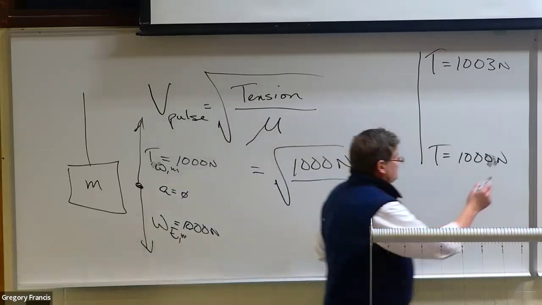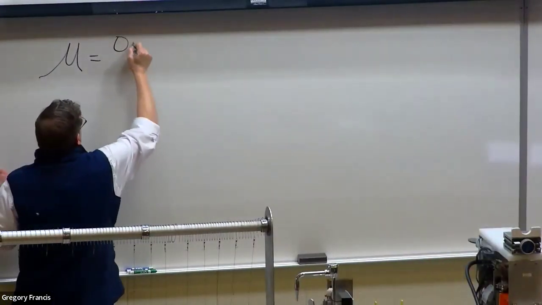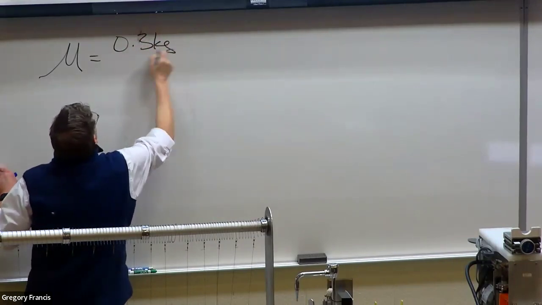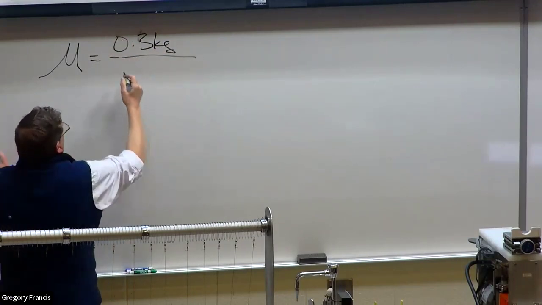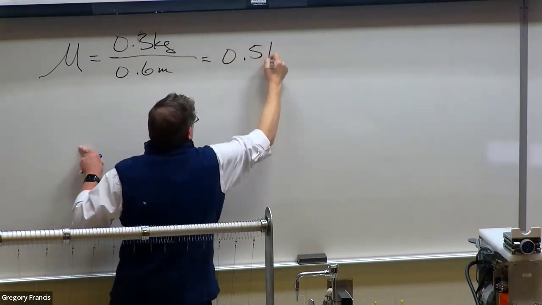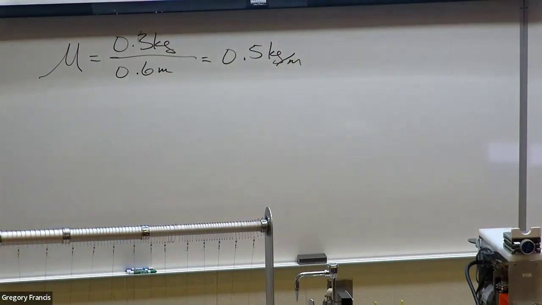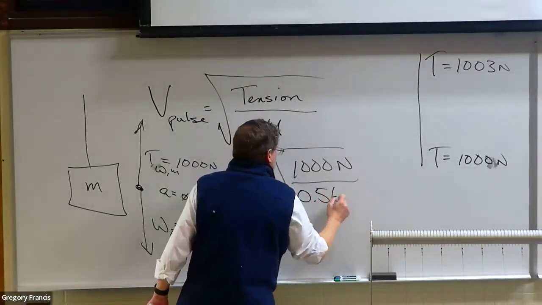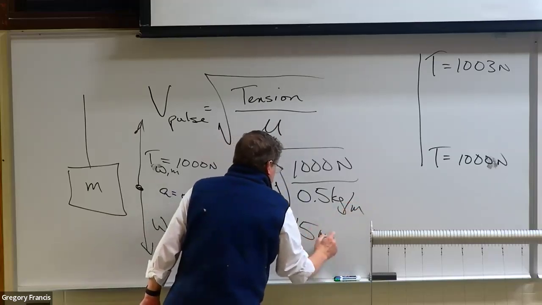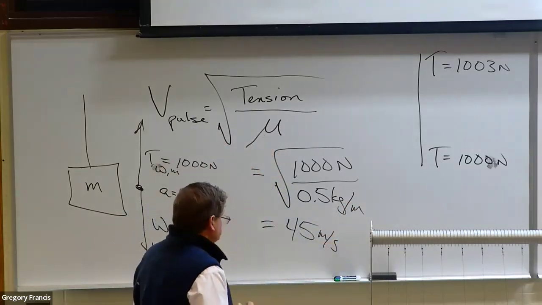Now let's look at the mass density. The mass density is going to be the mass of 0.3 kilograms divided by the total length of 0.6 meters. And that's going to be 1/2 kilogram per meter. So I put that in here, and that's going to give me about 45 meters per second, 44.7 meters per second.